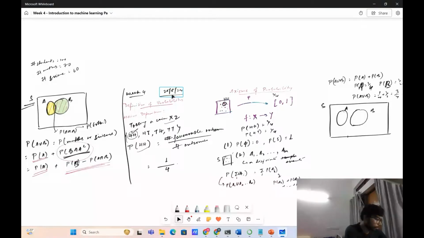P of A intersection B is not the yellow part. That is the black part in between, which is common between both A and B. That is this black shaded part, right? Which is basically the green part, right? That comes, so, right? Okay.